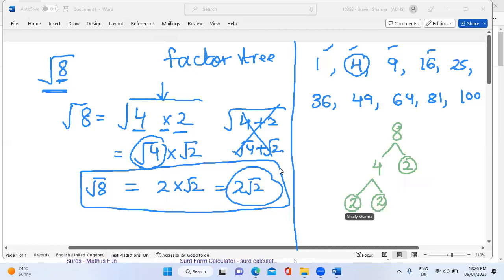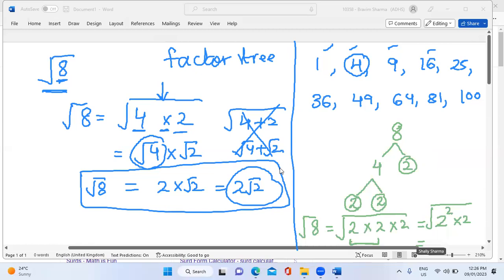Now all the end points are prime numbers. So I can say 8 is equal to 2 times 2 times 2. Similarly, square root of 8 will be square root of 2 times 2 times 2. Now start forming pairs of 2, 2. Here I can see there are two 2's together, so I can write it as square root of 2 squared times 2. Now split the square root sign across the multiplication, so this is square root of 2 squared multiplied by square root of 2.